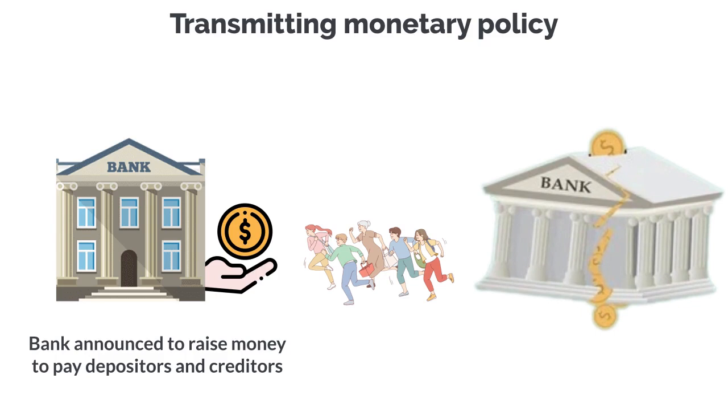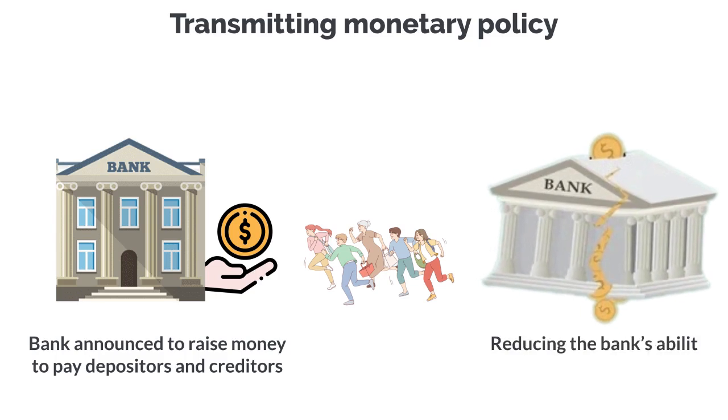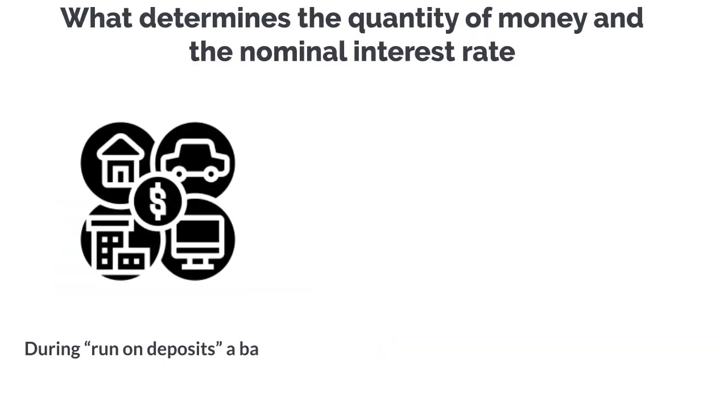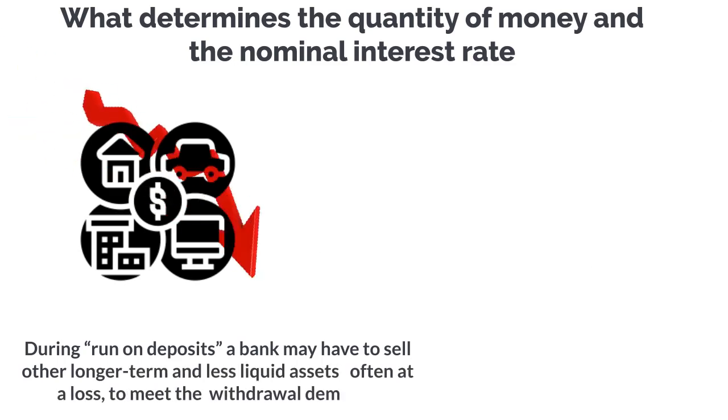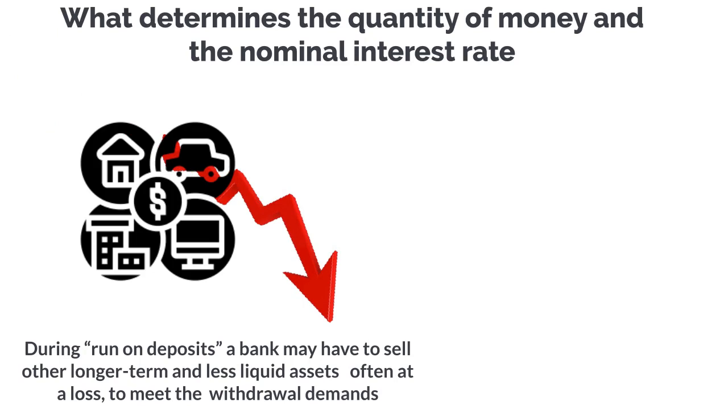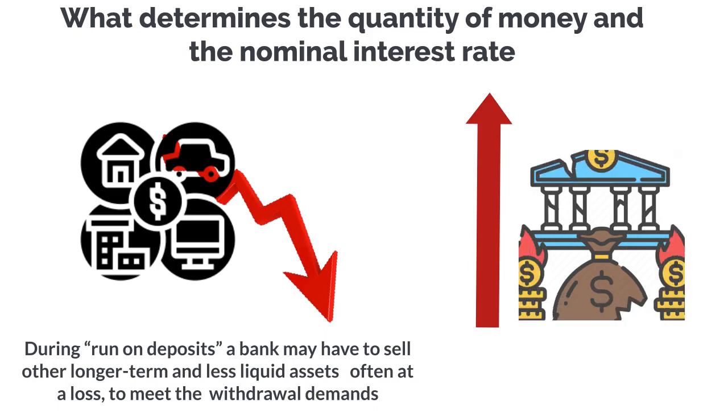Depositors withdrew their money, further reducing the bank's ability to remain solvent. During such a run on deposits, a bank may have to sell other longer-term and less liquid assets, often at a loss, to meet the withdrawal demands. If losses are sufficiently large, they may exceed the capital a bank maintains and drive it into insolvency.